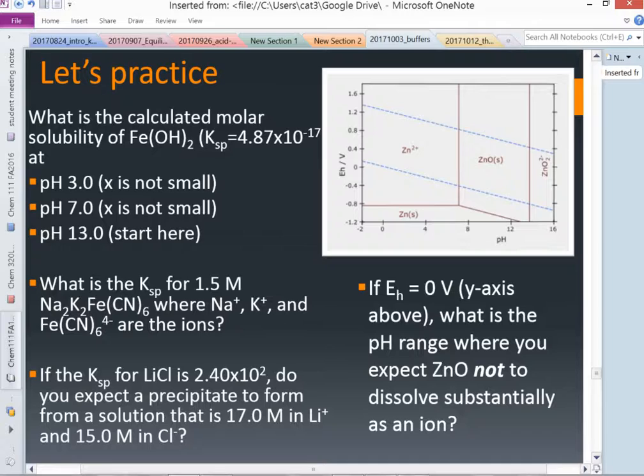Let's practice. What is the calculated molar solubility of iron 2 hydroxide, Ksp of 4.87 times 10 to the minus 17th, at pH 3.0, x is not small. Wait, what? pH 7, x is not small. Wait, what? And pH 13. Let's do that one first. It's pretty similar to the example we did earlier. So copy down the info there, and it'll make some space, and we'll do at least two.